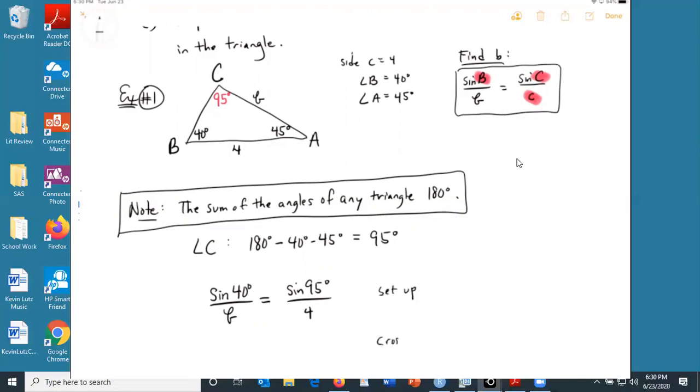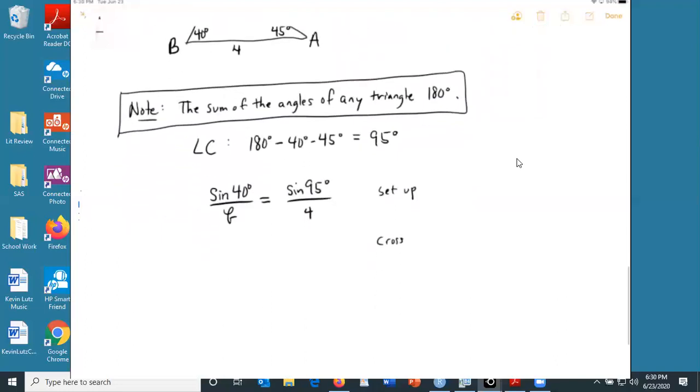And then, yesterday, if you remember, we were solving the trig equations by cross multiplication. So we will do that again here. That will work. First, remember cross multiply means to multiply diagonally. So I get B times the sine of 95 degrees equals 4 times the sine of 40 degrees.